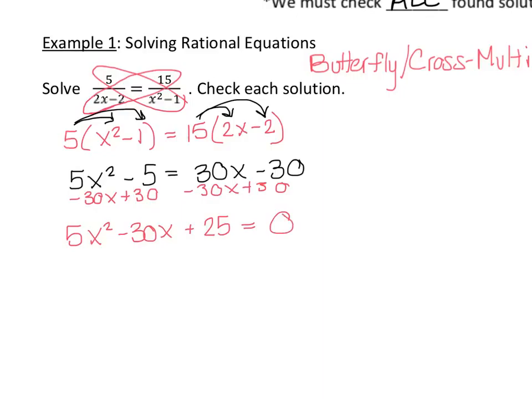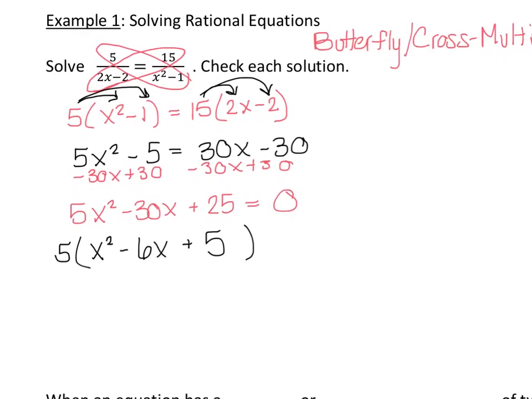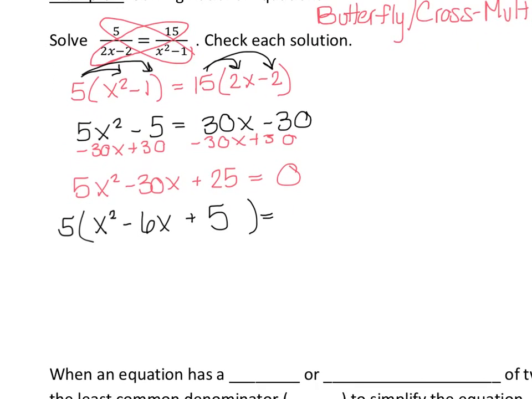We are going to factor it. Let's see, though. Is there anything common between all three terms we can bring to the front? A 5. All right, so if we bring 5 out, what does that leave us with? x squared minus 6x plus 5 equals 0.